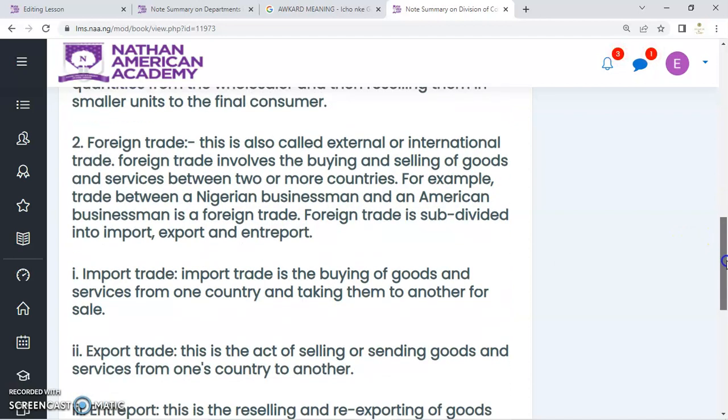Now, imports, as the name implies, means you are bringing in. To import means you are buying goods from other countries and bringing them into your country. The opposite of that is export. Export is the act of selling or sending goods and services from one country to another. So you are sending goods from Nigeria to America. If you are sending goods out of the country, that is export. But if you are bringing goods into the country, that is import. Now looking at entreport.